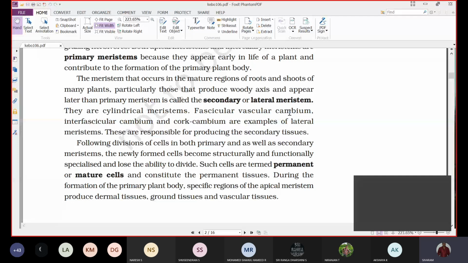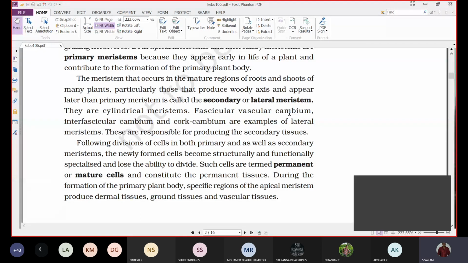And the next one is a cork cambium. That means the cambium which will form the cork, observed in woody plants. Go to any plant, we can observe the hard outer layer. When you try to remove it, the outer layer will come out in the form of patches.